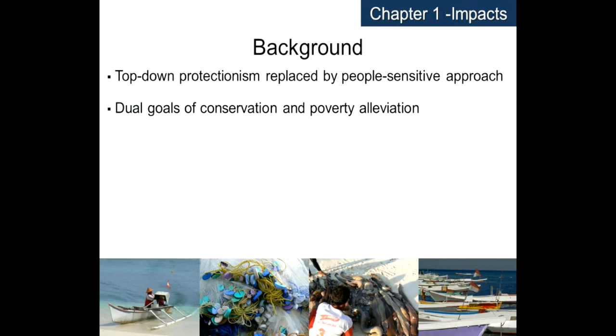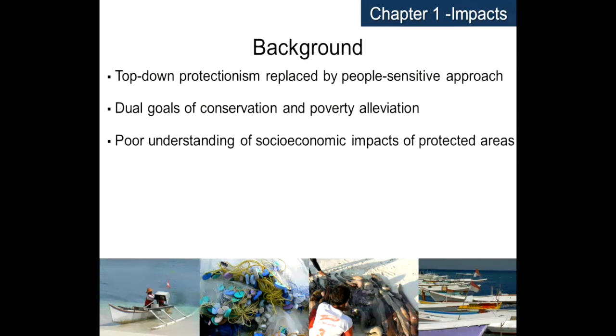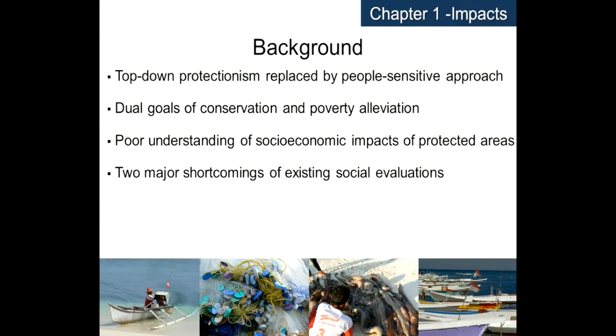And since then, the dual goals of conservation and poverty alleviation have underpinned much of conservation philosophy and practice in many developing countries. And this kind of integrated approach has been implemented in a number of different forms, including integrated conservation and development, co-management and community-based management. But despite this paradigm shift, the understanding of how protected areas actually affect people is quite poor. And this is because a lot of the evaluations have tended to focus on biological dimensions, and those that have looked at the social dimensions have tended to suffer from two broad shortcomings.